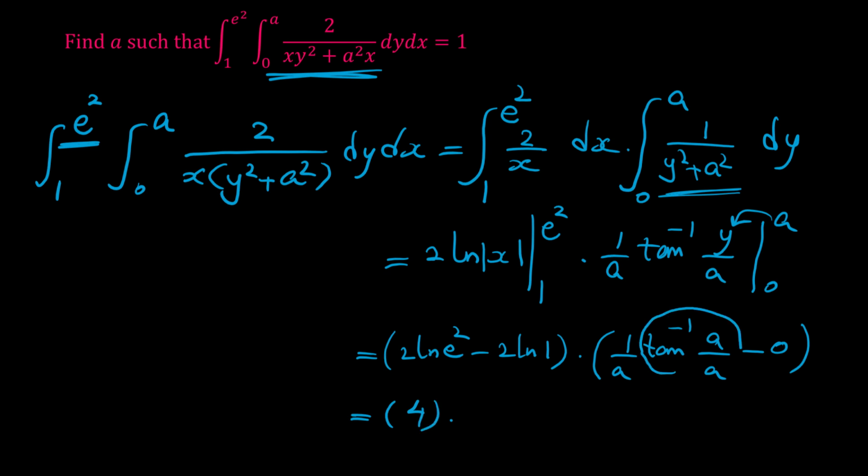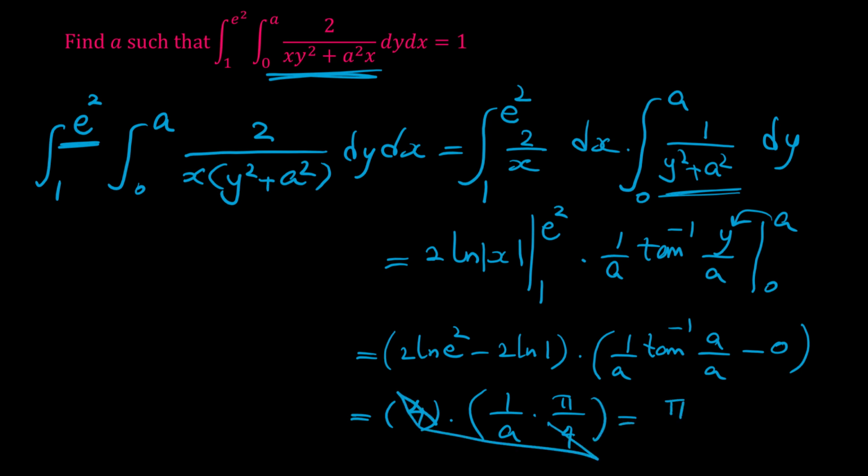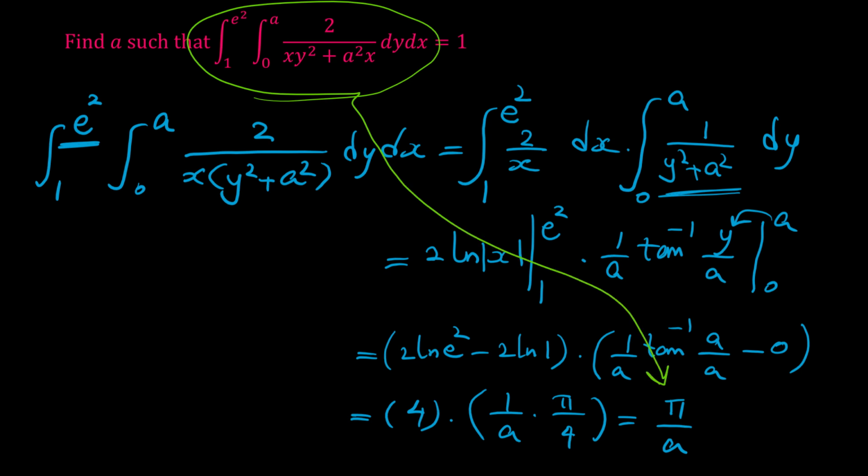Here we have tangent inverse of 1, since a over a is 1. The angle whose tangent is 1 is pi over 4. So tangent inverse of 1 is pi over 4. So we have 1 over a times pi over 4. The 4 in the denominator with the 4 in the numerator cancel, and we have pi over a. So the answer of the given integral, the integral that we had originally, is pi over a.